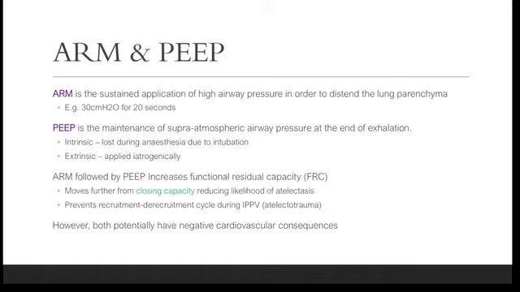But just moving on to a couple of other definitions, if people are unfamiliar with these terms: the alveolar recruitment manoeuvre, or ARM, is the sustained application of a high airway pressure in order to distend the lung parenchyma. So there are different timings and pressures prescribed, but typically that would be something in the region of 30 centimeters of water held for 20 seconds.